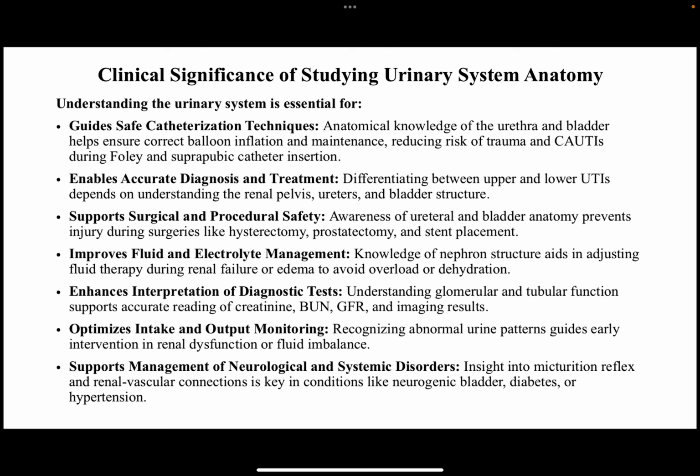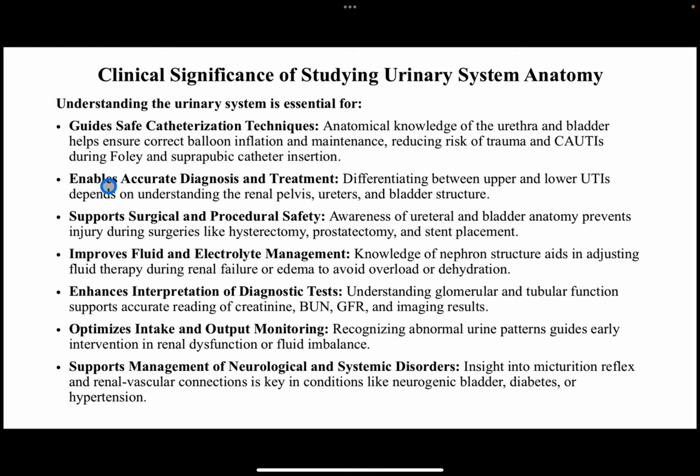Good. Now, basically, we've come to an end of the urinary system anatomy. The clinical significance of studying the urinary system is that it will help guide you in safe catheterization techniques, because as a medical person, there will come a time that you may have to assist or perform urinary catheterization or urethral catheterization. Your knowledge of the urinary system, the bladder anatomy, and the ureter anatomy will help you appreciate the whole process, so that you'll be able to minimize risks and trauma, and also appreciate why you have to conduct these procedures in a sterile environment.